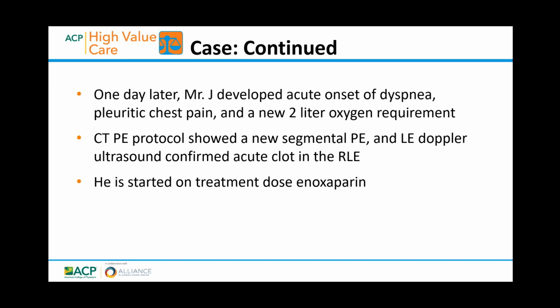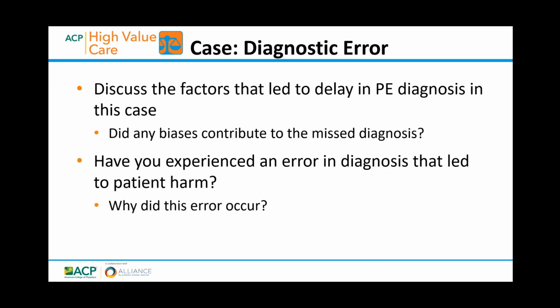And while he's in the hospital, he develops dyspnea and gets an oxygen requirement. They do a CT PE protocol and see that he has a new PE, and an ultrasound shows a right lower extremity acute DVT, and he's started on enoxaparin. So we use our clinical diagnosis to provide our leading diagnosis for the patient, but there was in fact an error, right?